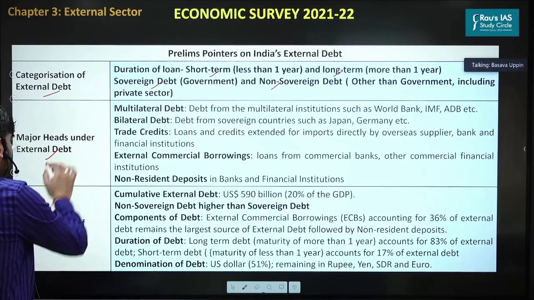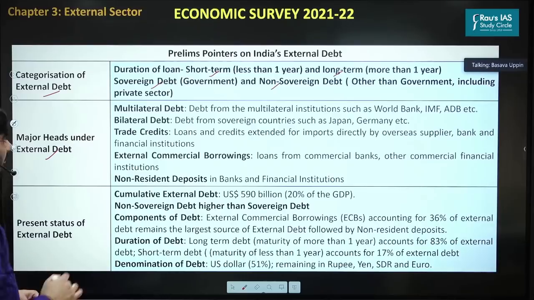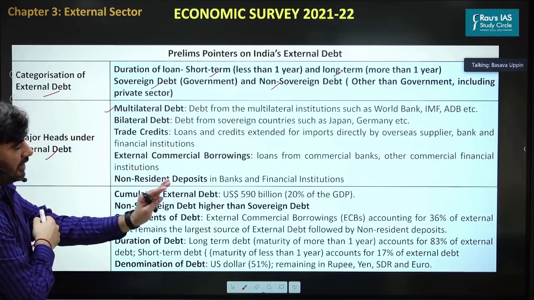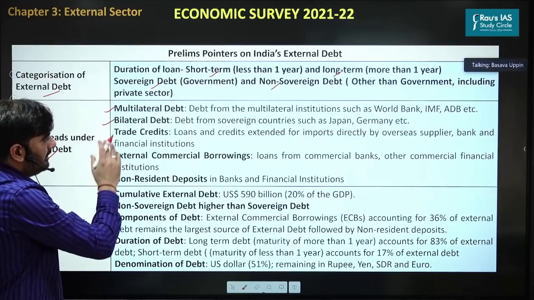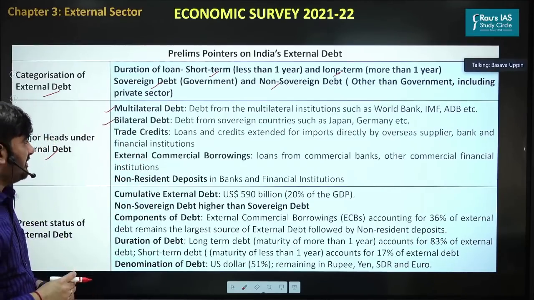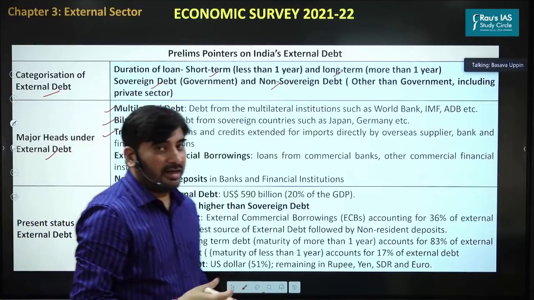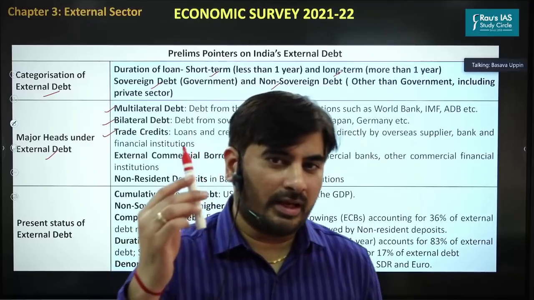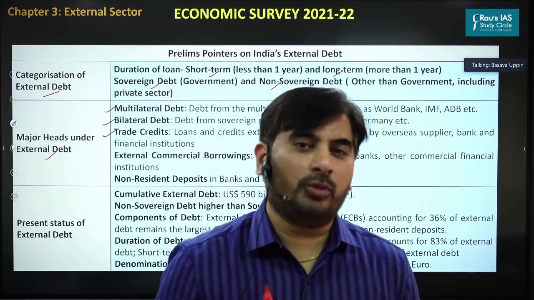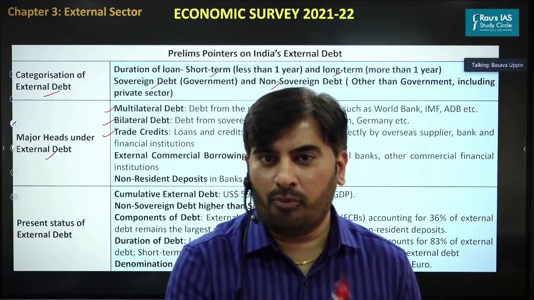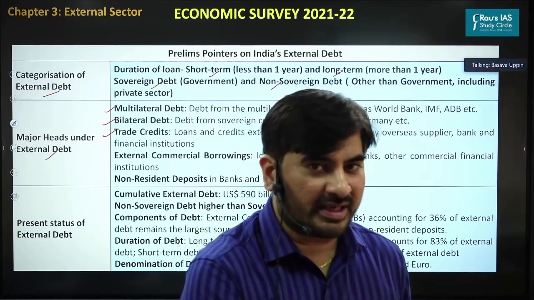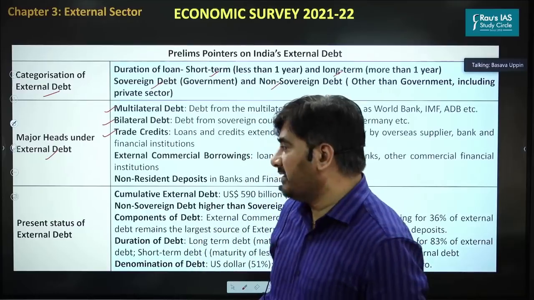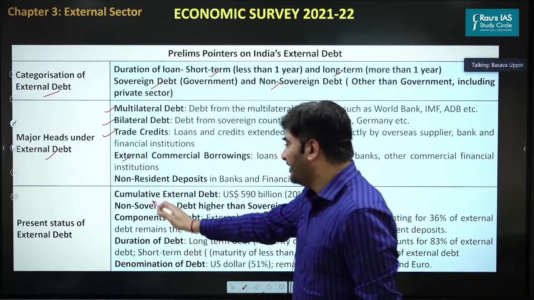If you look at the major heads under external debt, you have multilateral debt, that is the money that we borrow from international institutions such as the World Bank and IMF. Bilateral debt is debt borrowed from other countries. Trade credits basically mean that private sector companies may borrow loans from banks in other countries to pay for imports. Let's say an Indian company is importing goods from other countries; to import them, it may borrow money from banks in other countries. That is a trade credit. Next are external commercial borrowings and non-resident deposits.